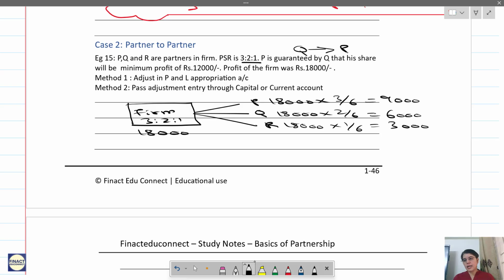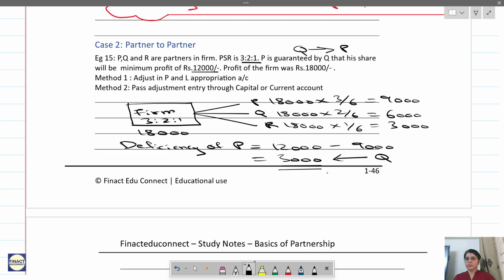Now see here, P is guaranteed by Q. So P is guaranteed a profit over here by Q, correct? So how much is P's guaranteed profit? 12,000. But his actual profit is only 9,000. So there is a deficiency. So let us calculate the deficiency of P. Read the words carefully. P is guaranteed by Q means Q has guaranteed P. Don't get confused over here. So the deficiency of P will be guaranteed profit of 12,000 minus actual profit of 9,000, so 3,000. Now who has given this guarantee? Q. So this guaranteed profit will be given by Q to P.